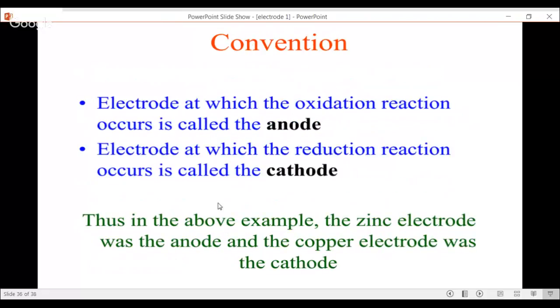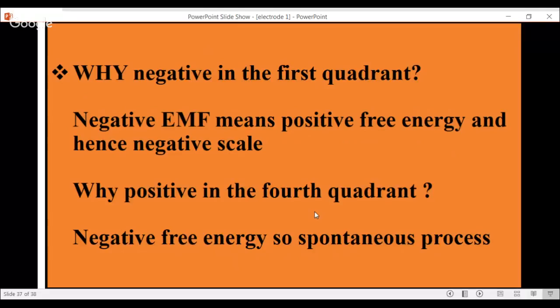The convention is, okay, the electrode at which the oxidation reaction occurs is called the anode, anodic oxidation. The electrode at which the reduction reaction takes place is called the cathode. Thus, in the above example, the zinc electrode was the anode and the copper electrode was the cathode. Okay, this is the explanation, that is what is given.